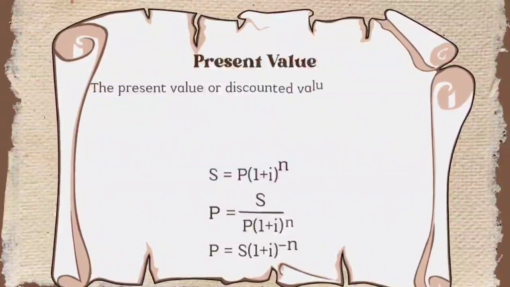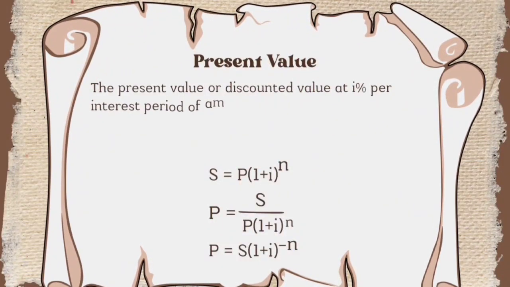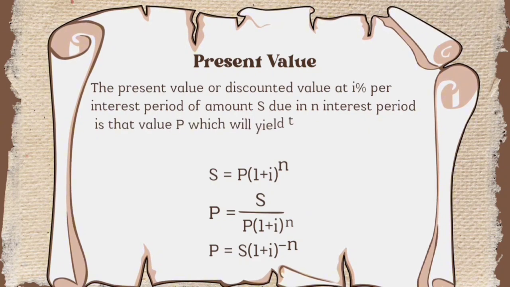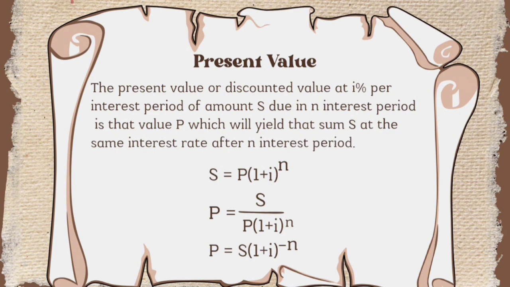Present value. The present value or discounted value at I% per interest period of amount S due in an interest period is that value P which will yield that sum S at the same interest rate after an interest period. S equals P open bracket 1 plus I close bracket power N. P equals S per open bracket 1 plus I close bracket power N. P equals S open bracket 1 plus I close bracket power negative N.